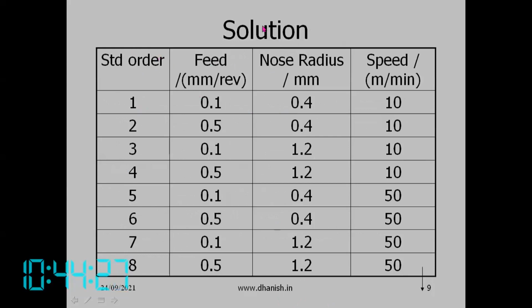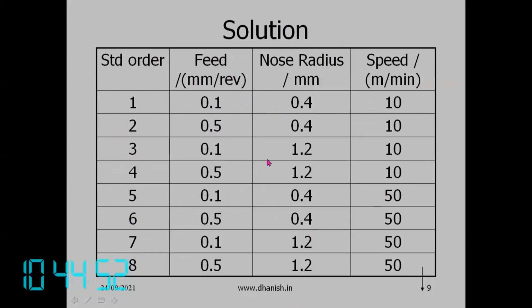Okay. So this is the solution. So this is the standard order: 1, 2, 3, 4, 5, 6, 7, 8. So feed 0.1, 0.5. So this is not -1 and +1, but we are writing the actual values, the uncoded values. Okay. 0.4, 0.4. So the whole thing is one replication.